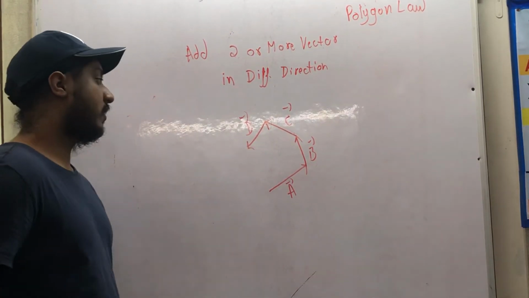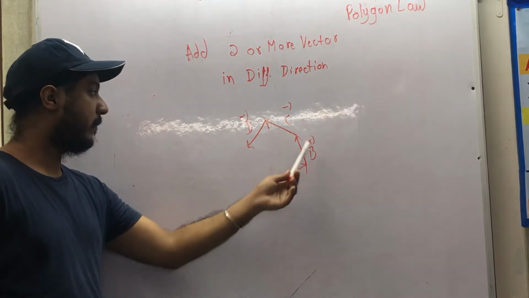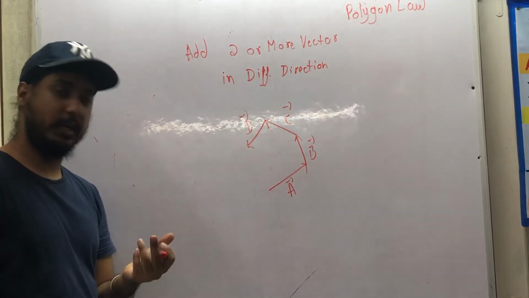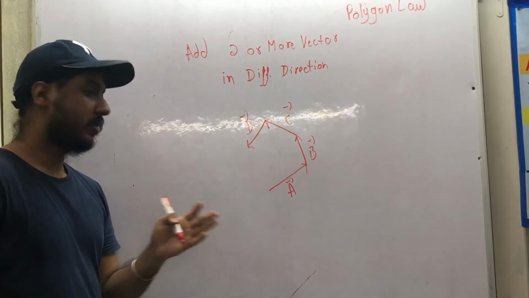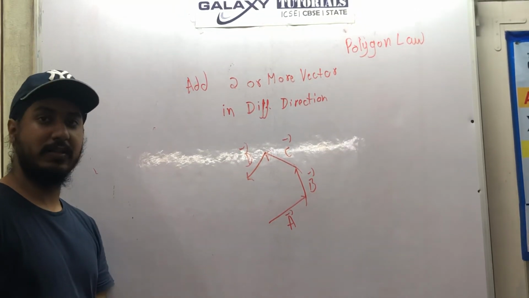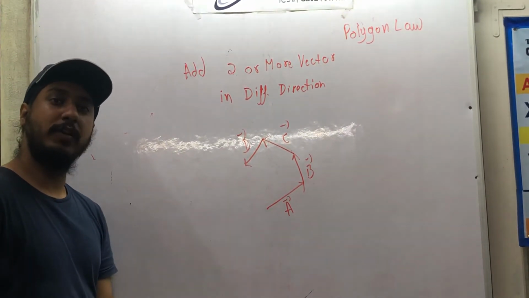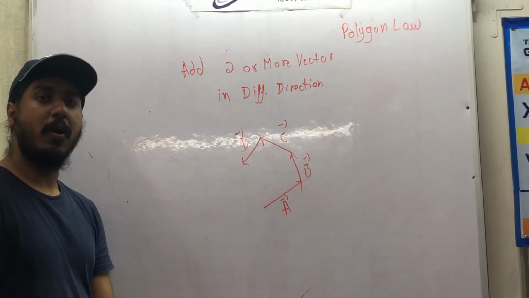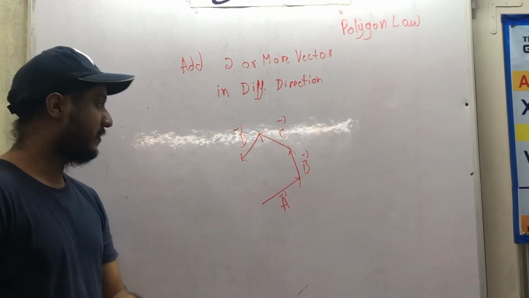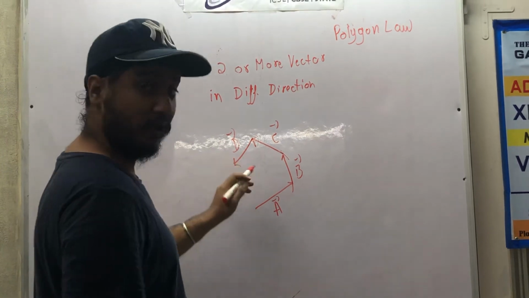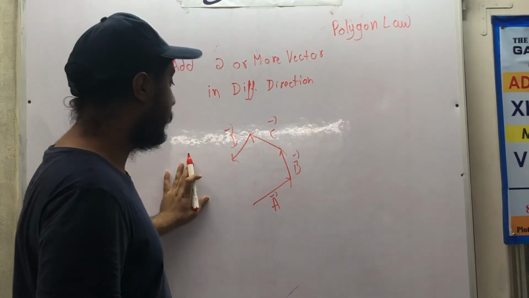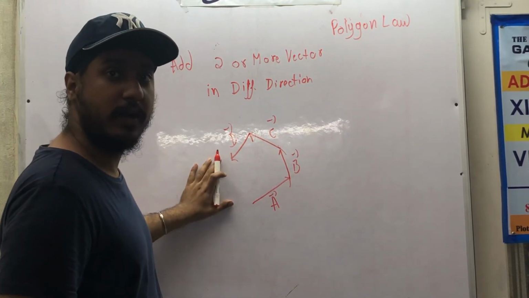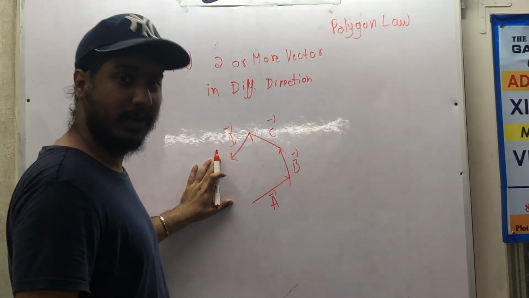So as you can see here, there are how many vectors? A, B, C, D. So 1, 2, 3, 4 vectors are there. We have to find the resultant of these 4 vectors. Which law will you use? You will use the polygon law. What does the polygon law state? It states that the resultant of all these 4 vectors will be the closing side of this polygon in opposite direction. What does it mean?